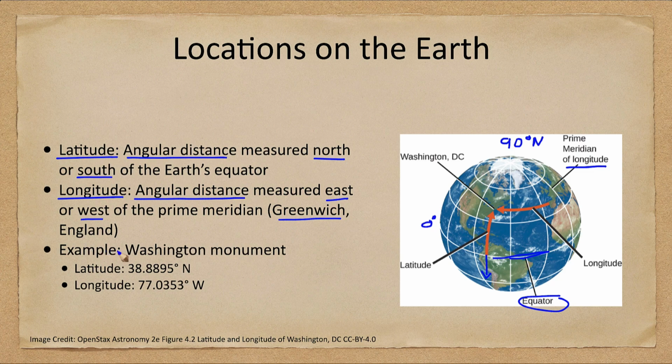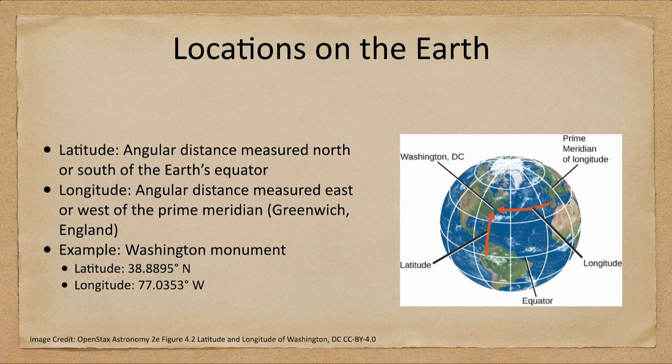Now we can look at an example of this. If we want to locate the Washington Monument in Washington, D.C., you can use a latitude of 38.8895 degrees north and a longitude of 77.0353 degrees west. And that would be the approximate location of the Washington Monument in Washington, D.C. in the United States. So any location on Earth could be determined by giving its latitude and longitude.